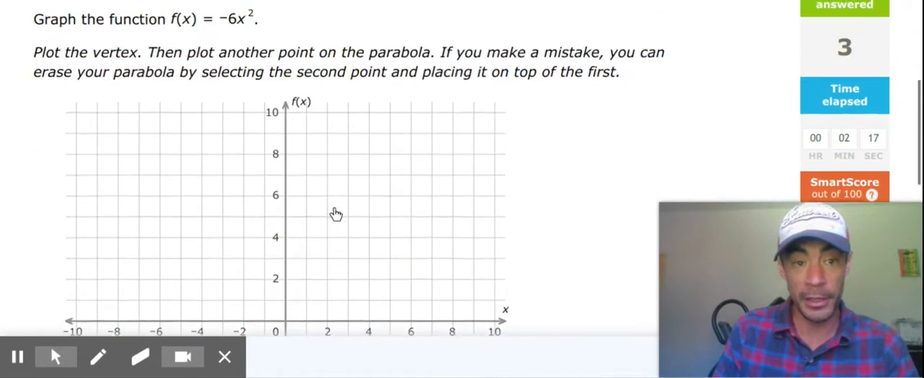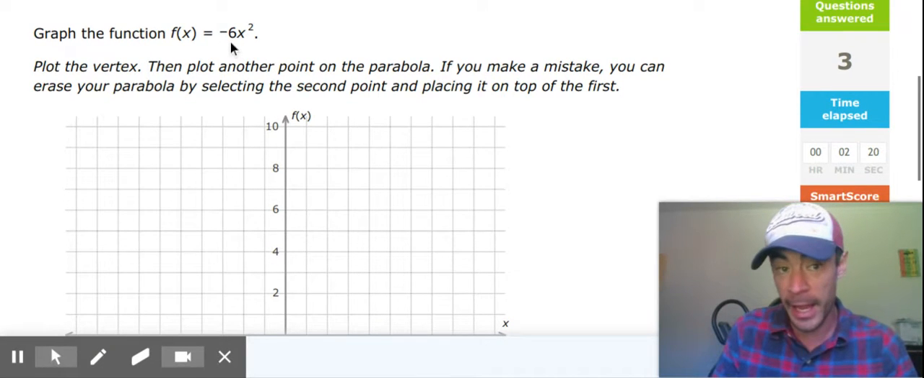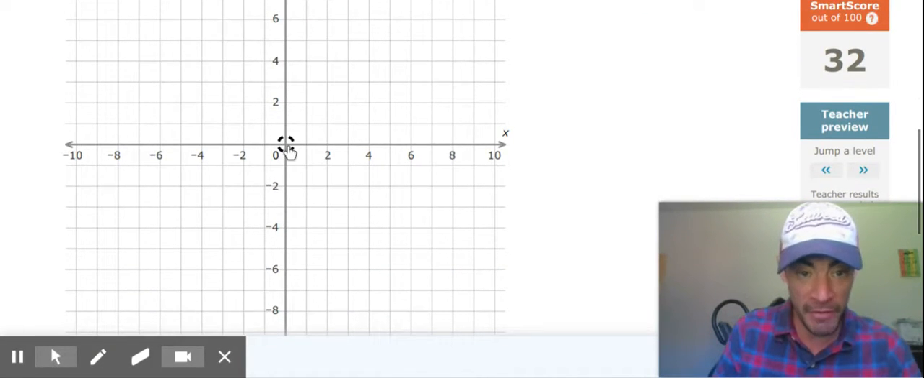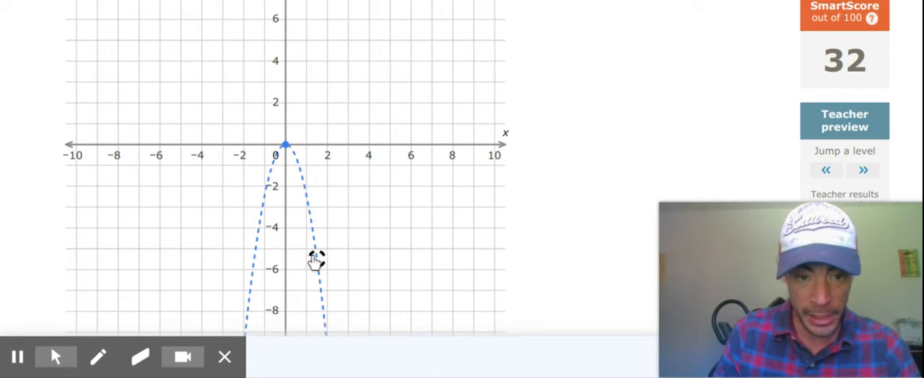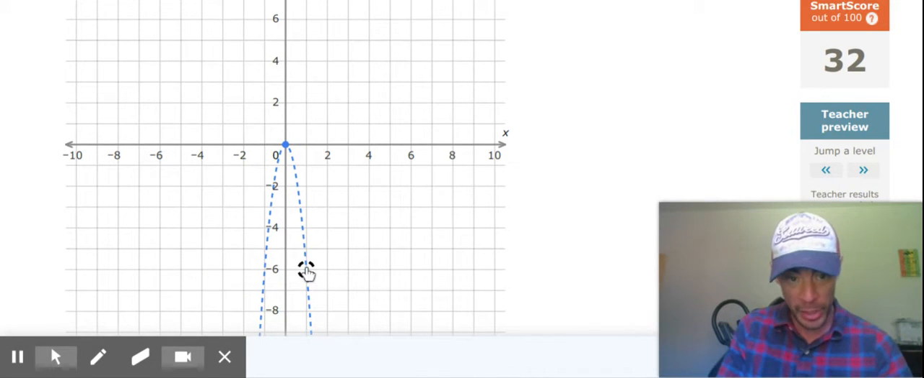Okay, another one that is reflected and stretched. So again, I graphed the vertex at 0, 0, and the 1, negative 1 is now stretched to 1, negative 6.